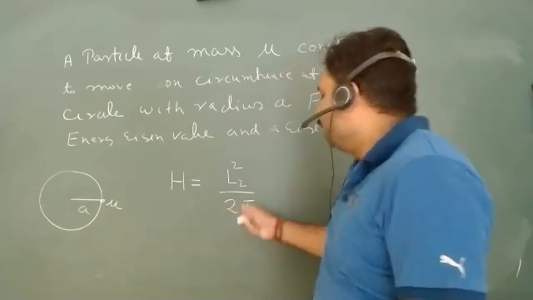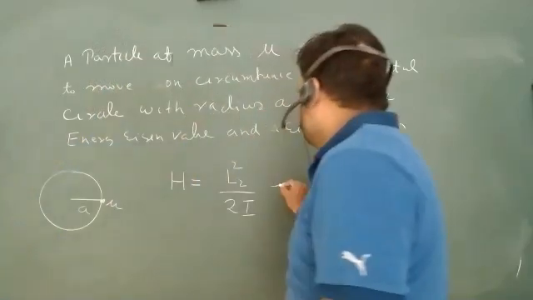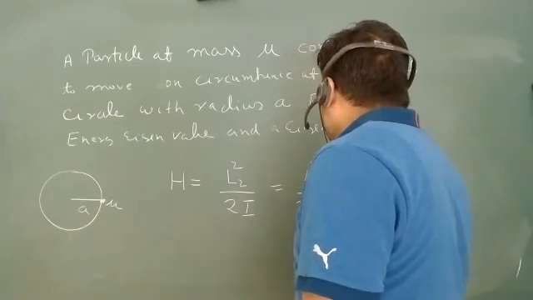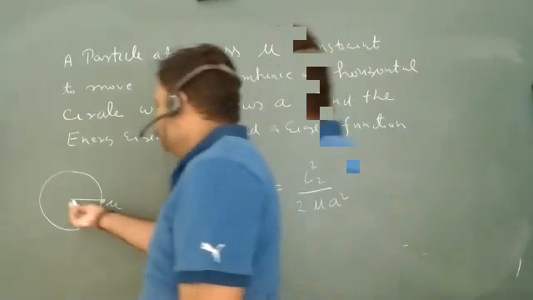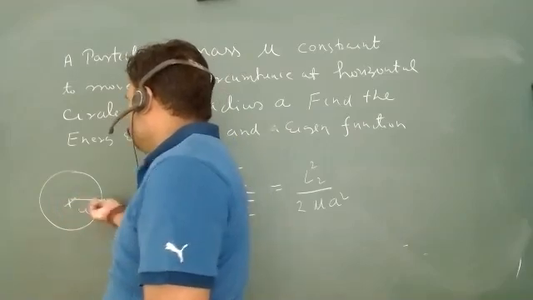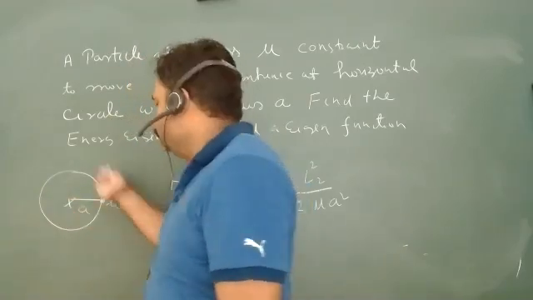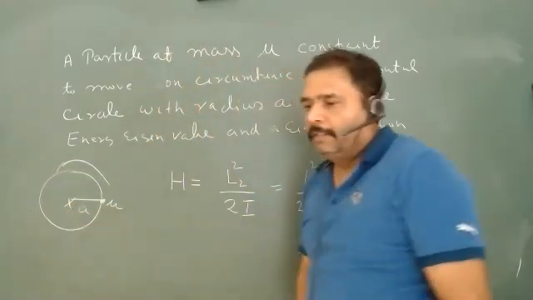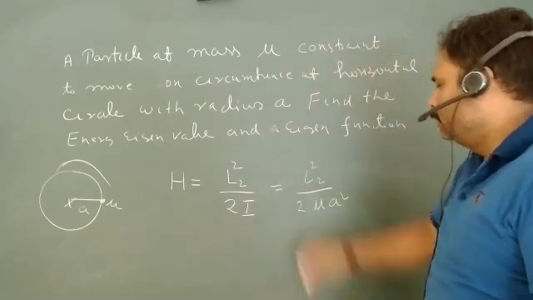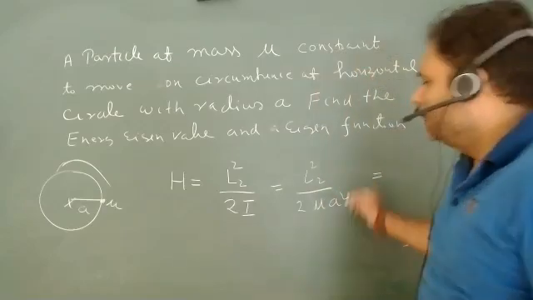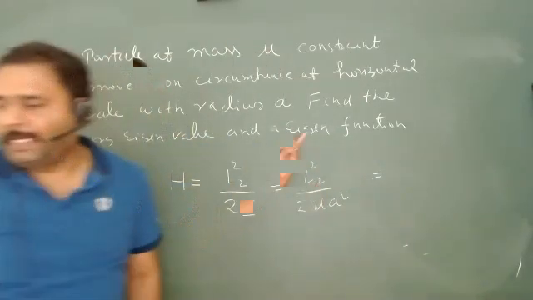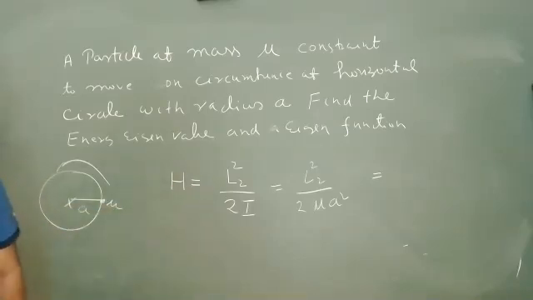And what is 2I? I is the moment of inertia, and you can find what the moment of inertia will be here. You can find Lz square upon 2 mu A square, because you are rotating about this axis. So this is the direction of Lz, and you are rotating either clockwise or anti-clockwise. So this will be your classical Hamiltonian. So what will be your quantum mechanical answer? You are only concerned about Lz square. So what is the eigenvalue of Lz square?